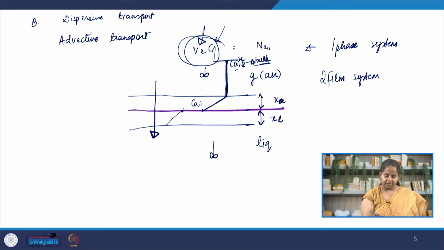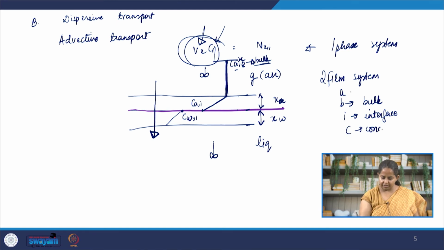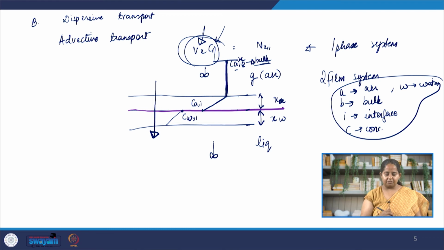The concentration at the interface in the liquid phase is CW. W is for water. Typically in environmental systems, our liquid is water, so we can stick with water. A is air, for example. Instead of using G, I'm using air, so we can be specific. I is for interface, by the way. So B is for bulk, I is for interface, the concentration at the interface. C is obviously the concentration of the contaminant. A is for air and W is for water. Okay, these are the subscripts.